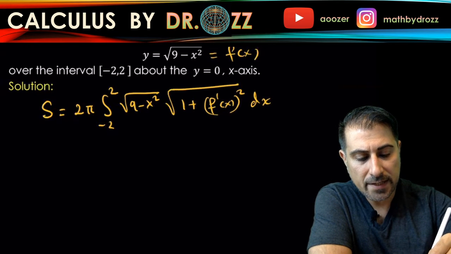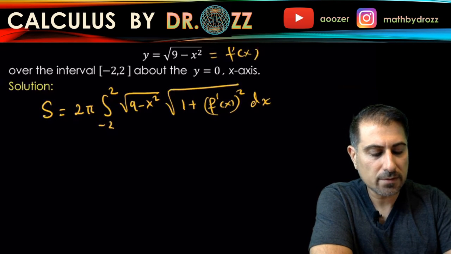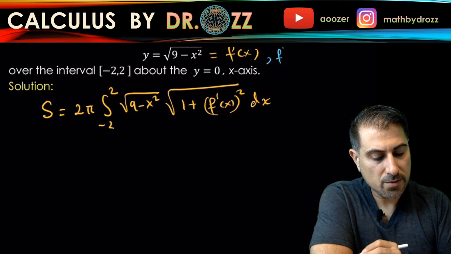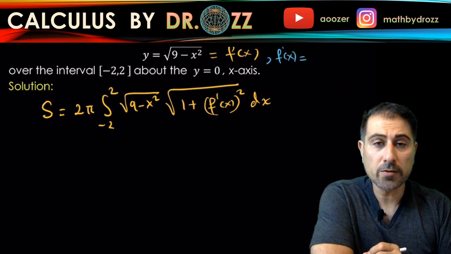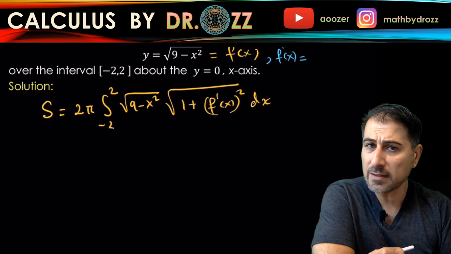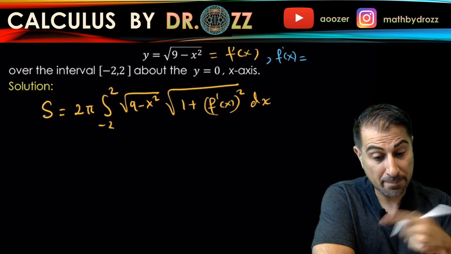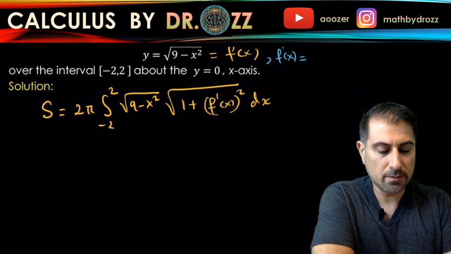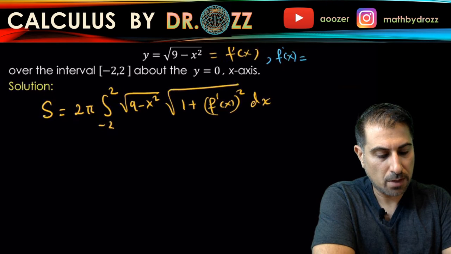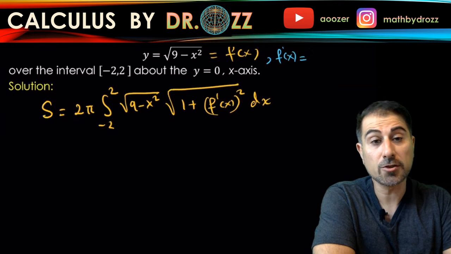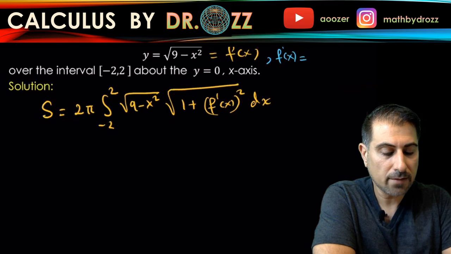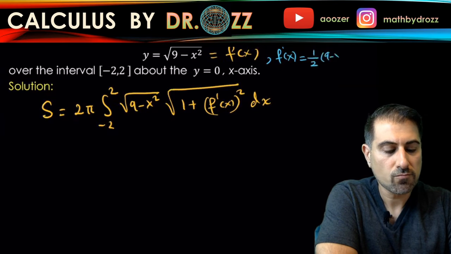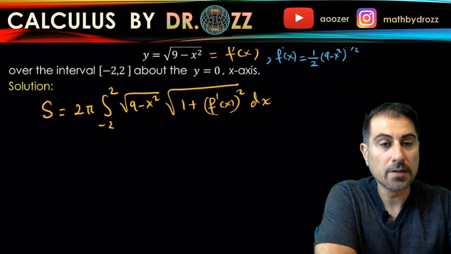So at this moment, I need f prime of x. So let's just write that here. f prime of x is, well, you have 9 minus x squared to the power of 1/2. So this should be like the power rule for differentiation, but the generalized version of that. So it's 1/2 times 9 minus x squared to the power of -1/2 times -2x.